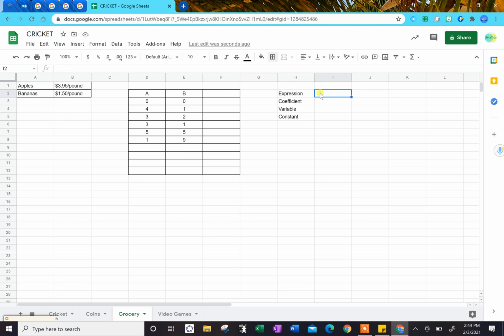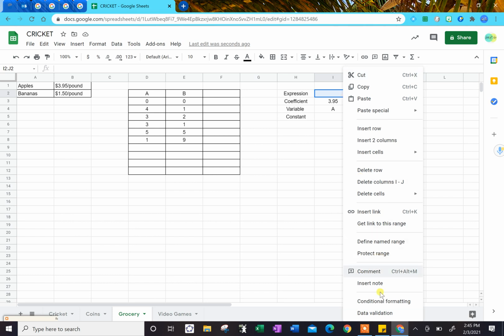Now, my coefficient is how much does it cost always? It's always $3.95 for 1 pound of apples. And then I can say, well, this is always $1.50 for 1 pound of bananas. Once again, I don't have a constant here per se, because when we talk about constants, you might say, well, aren't coefficients constants? They are. So I'm not going to pretend that that fact doesn't exist, because it most certainly does.